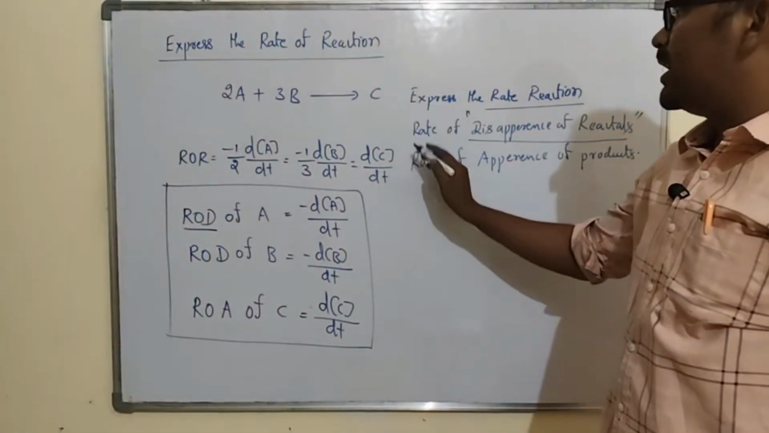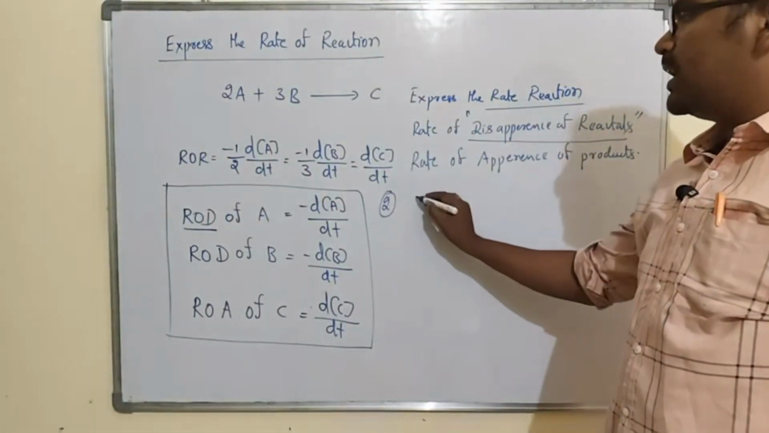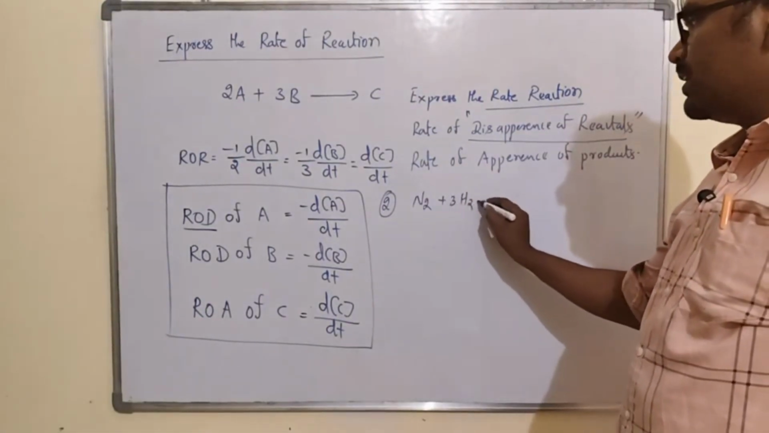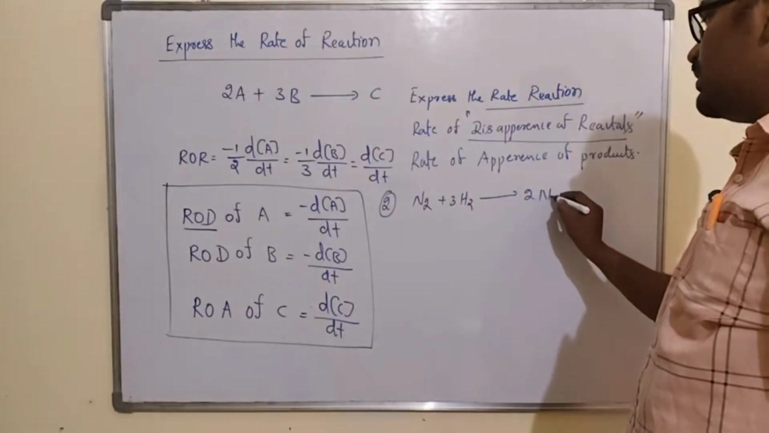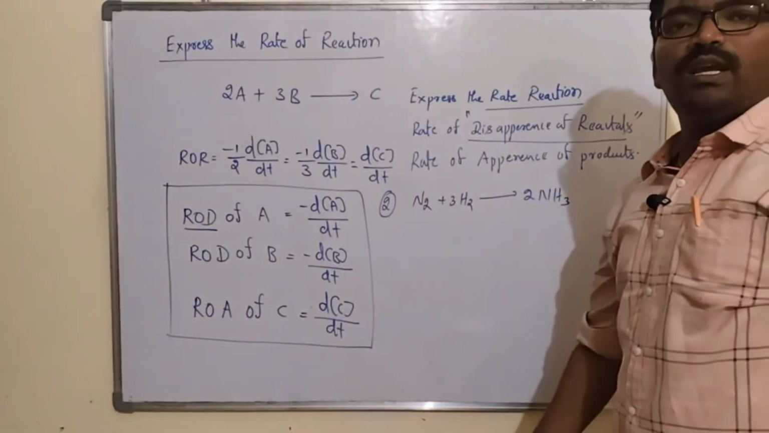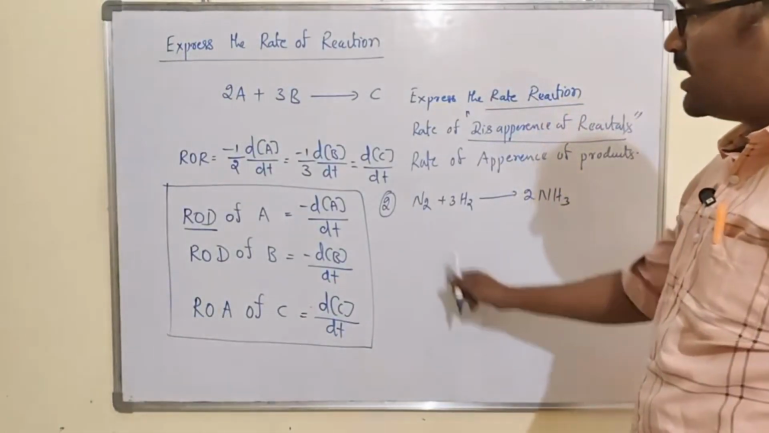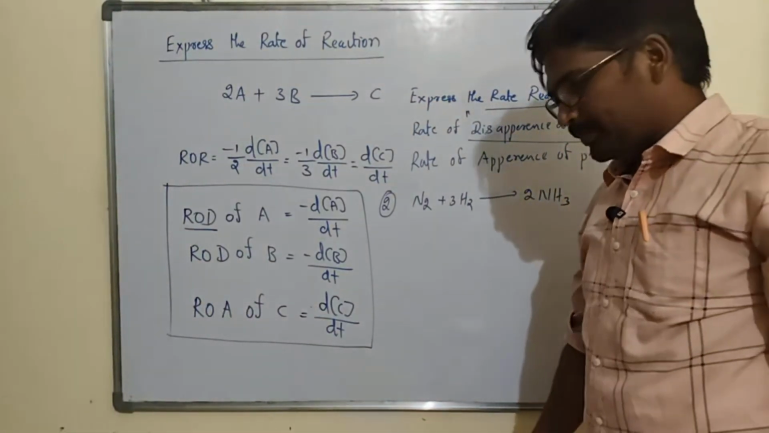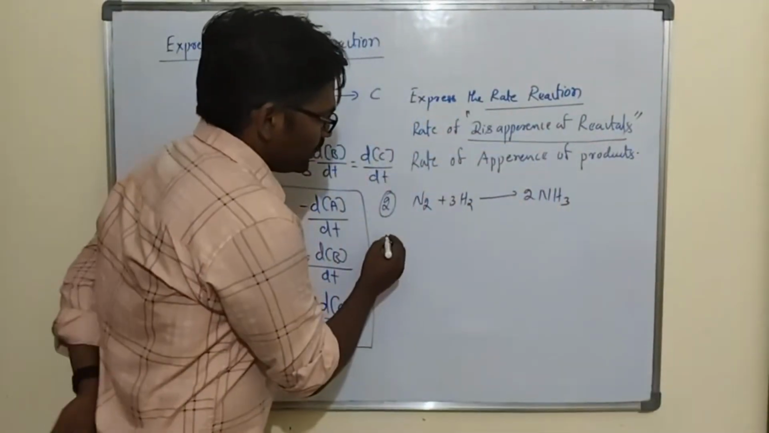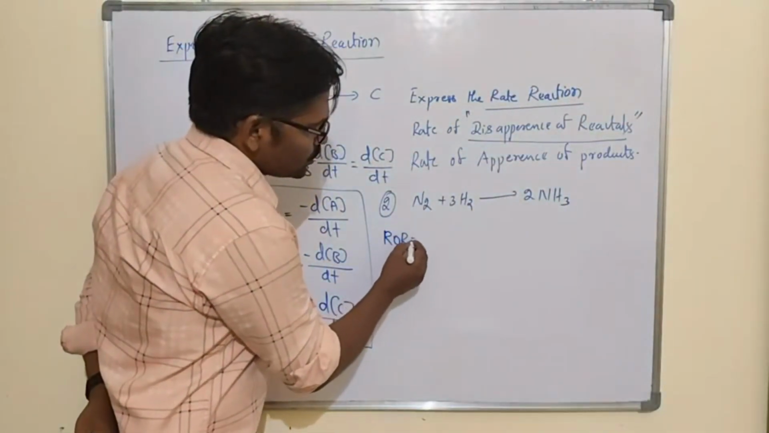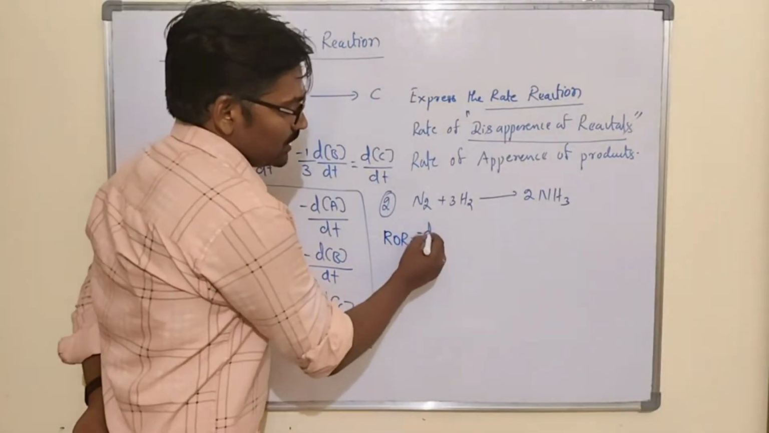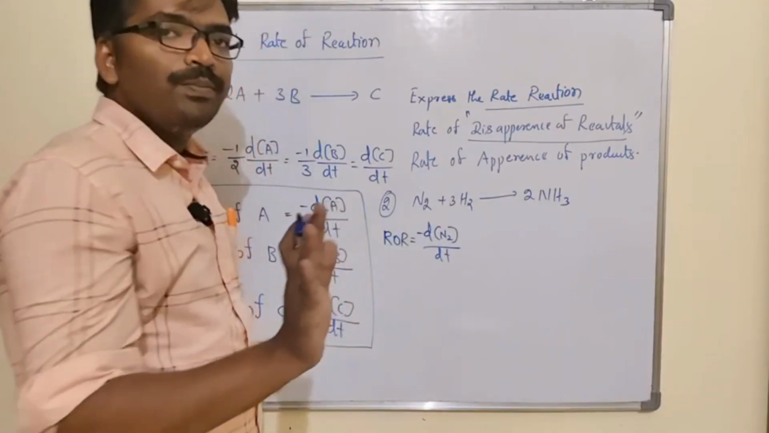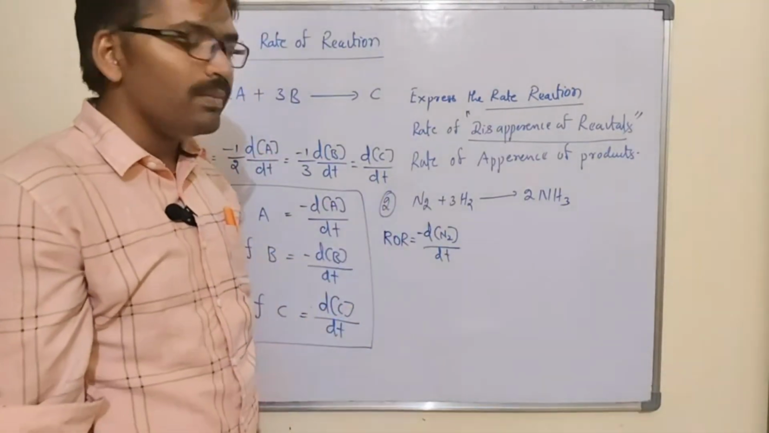Then one more reaction I'm taking, that is the second reaction. In case N2 plus 3H2 gives rise to 2NH3, one of the reactions is that. For this reaction, first rate of reaction, then rate of disappearance of N2 and H2, the rate of appearance of NH3 if you take. So first we are representing the rate of reaction. So rate of reaction equals to, my dear students, minus dN2 concentration divided by dt. No need to divide with any number because it is already 1 mole.